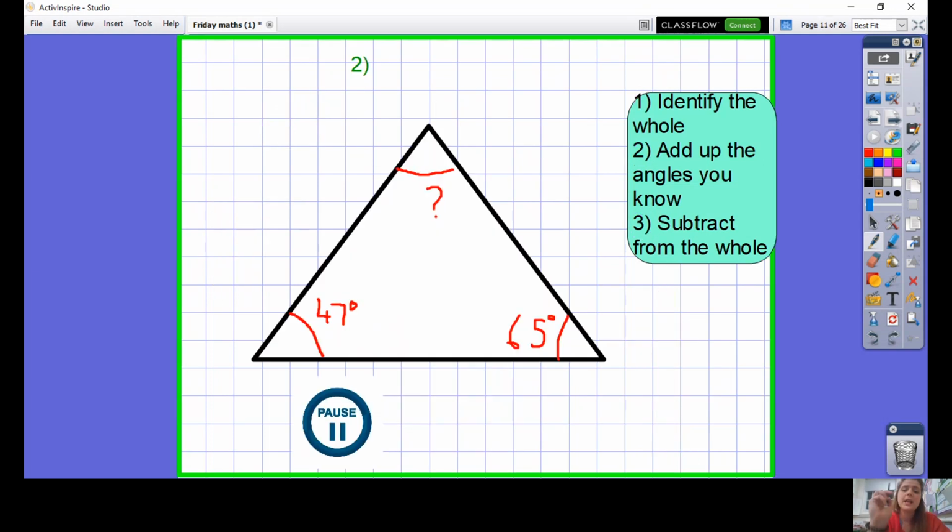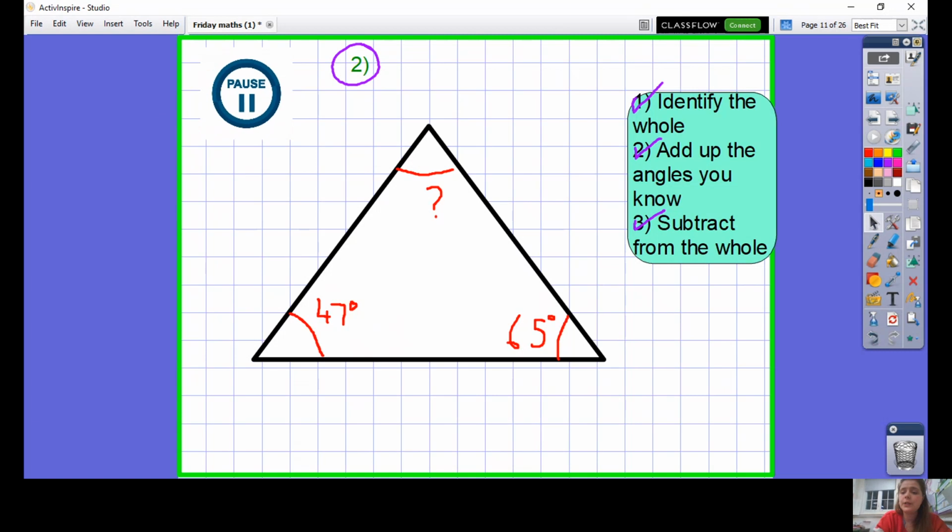Let's look at the next question then. This one you're going to do as well, question 2. If you got the last question wrong, please go back and rewatch my video where I'm going through the first 2 questions. Watch it one more time so you're really confident with your 3 steps. Identify the whole, add up what you know, subtract from the whole. Pause the video and have a go at question 2.